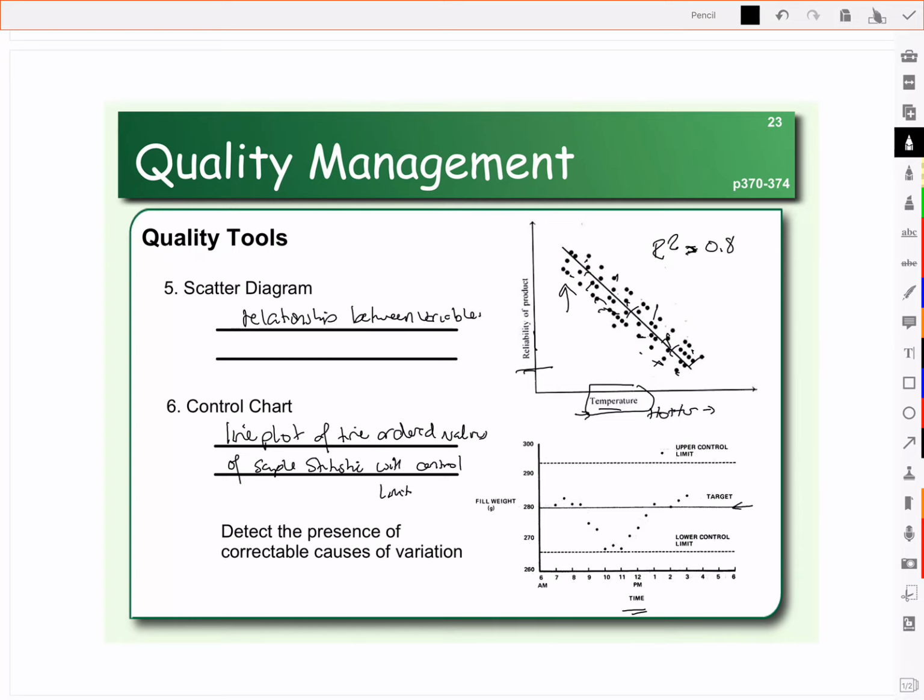So again, we have a target, and then we have how much variation from that target are we going to allow. So you're going to have an upper control limit and a lower control limit, and you're going to look at how far off you are. So how do we set this up? Well, when you set up a control chart, it's based on the empirical rule.